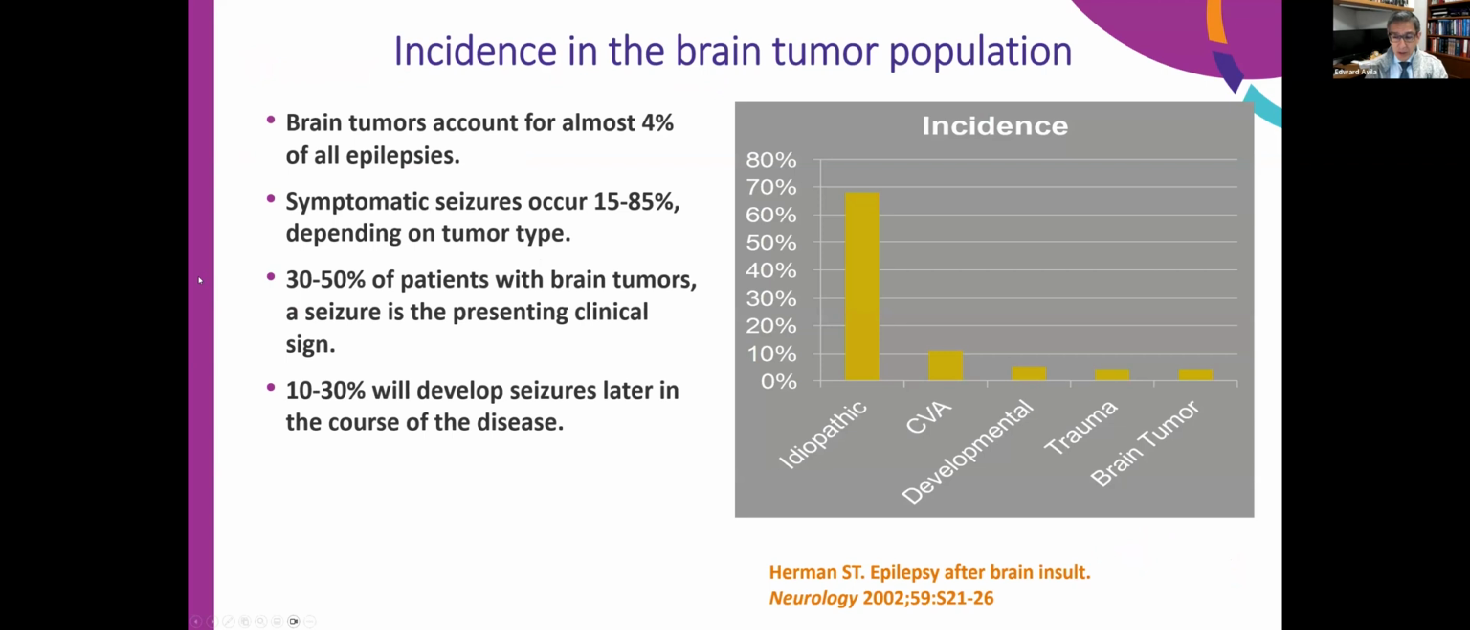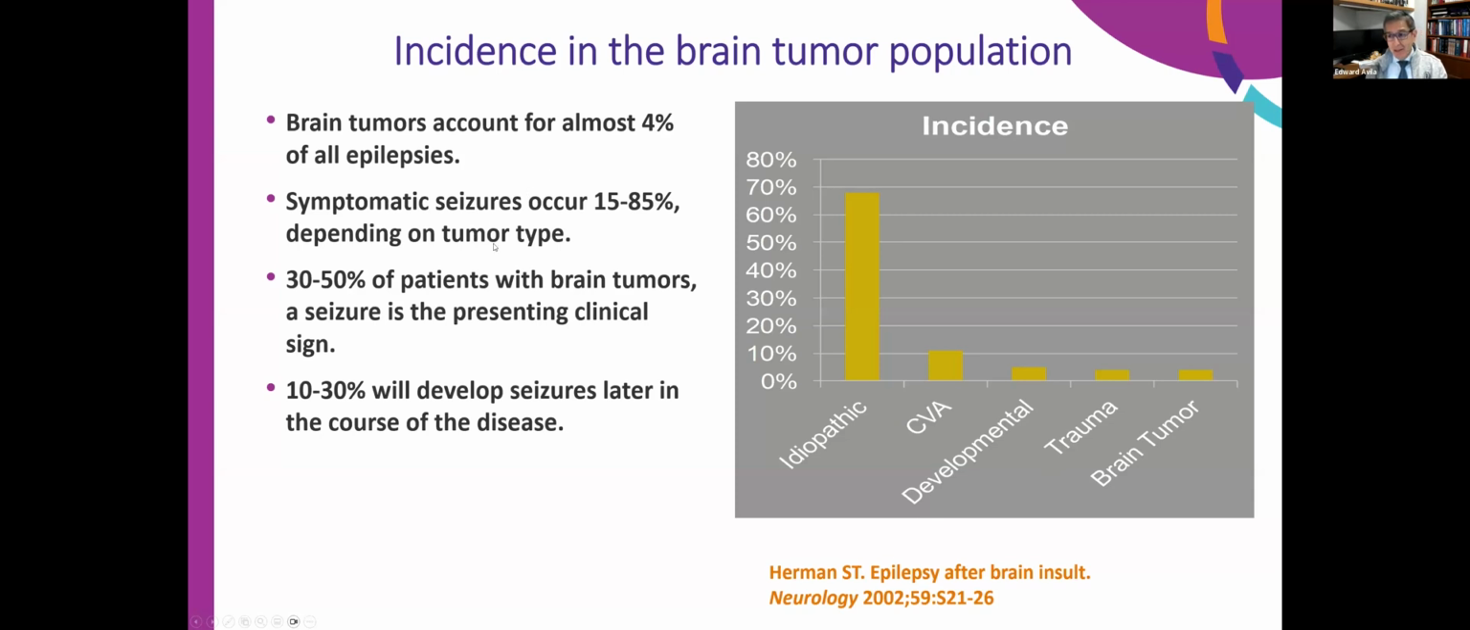So if we look at all epilepsy, epilepsy of any kind, the most common reason is something called idiopathic. And this comes from a fairly old study at this point, just looking at the prevalence of epilepsy among different brain diseases. Idiopathic, meaning a genetic epilepsy, is the most common, followed by CVA or stroke, developmental anomalies, trauma, and then brain tumor really accounts for only 4% of all epilepsies.